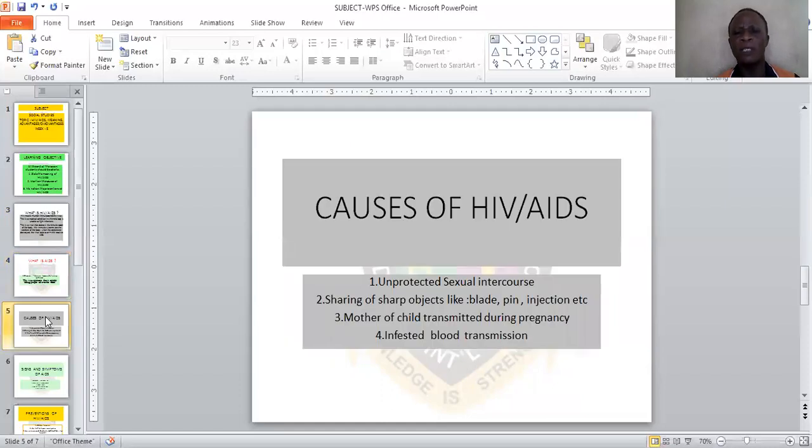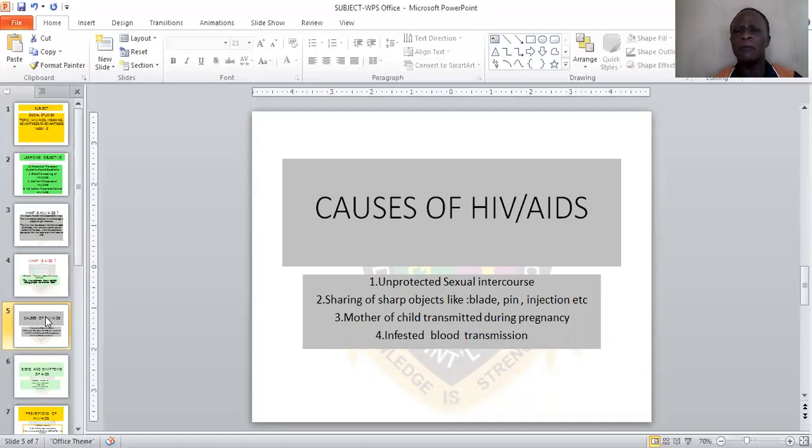Then, what are the causes of HIV/AIDS? When we are talking about HIV/AIDS, what are the causes? Where can we get this? How can we contract this? One, through unprotected sexual intercourse. That is among the matured brothers and sisters outside there.